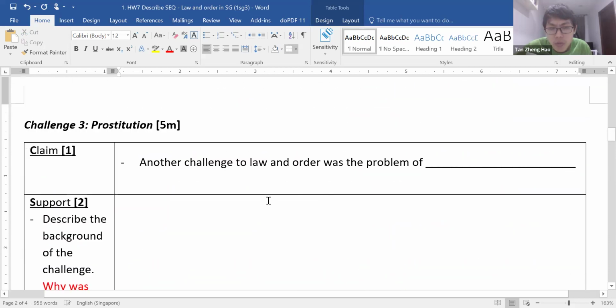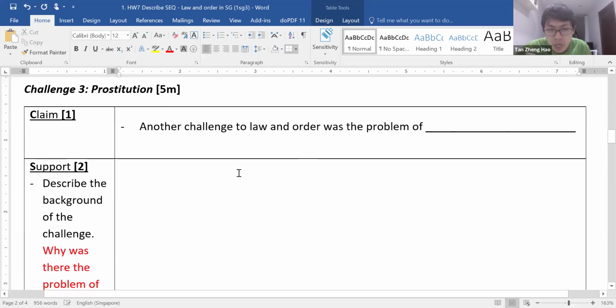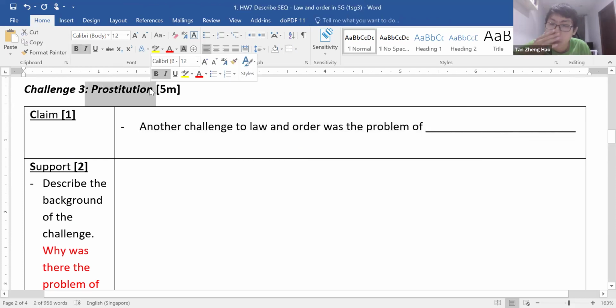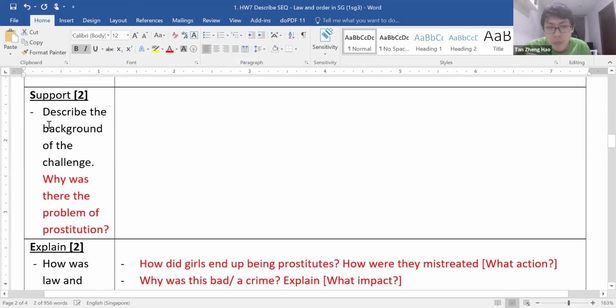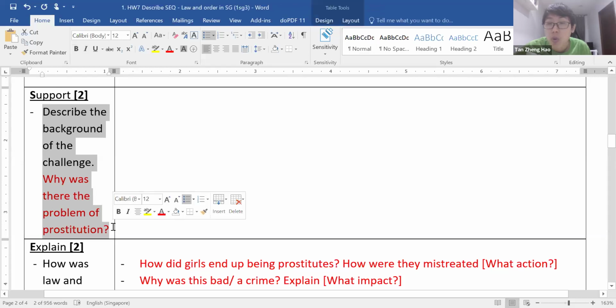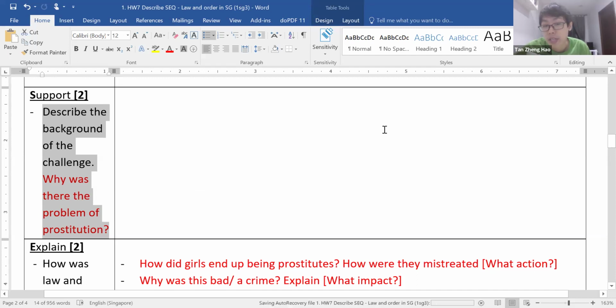So I will just reverse. So let's say you want to look at challenge 3, prostitution. Another challenge to law and order was the problem of prostitution. Okay, the point I already gave you, you just need to transfer it below. So under support, you need to find out a little bit more. Why was there the situation of prostitution in Singapore? Who were requesting for prostitutes in Singapore? Okay, is it the guys or what? Explain a little bit why they wanted this sort of service.